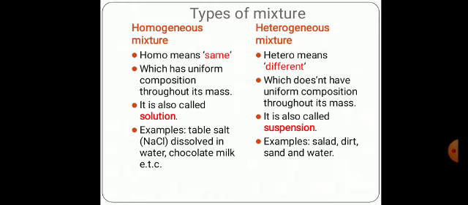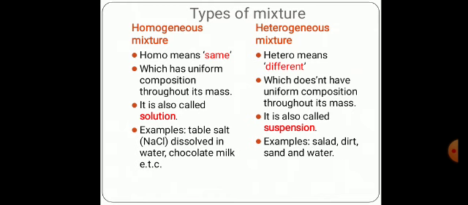So a homogeneous mixture is called a solution, and a heterogeneous mixture is called a suspension. Examples: table salt, NaCl, common salt dissolved in water, chocolate milk, etc. Examples of heterogeneous: salad, dirt, sand and water.